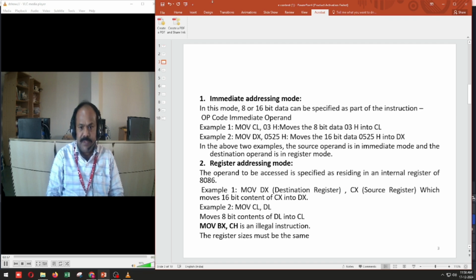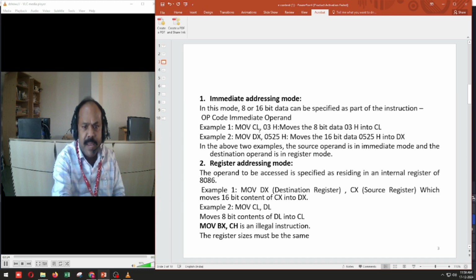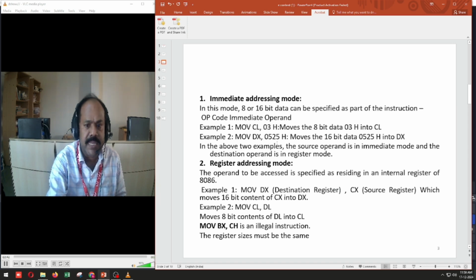Look at the first example, MOV CL, 03. CL means count register, 03 is the data. Here it is 8-bit data. So 03, which is the 8-bit data, is moved to the count register low, CL. And see the second example, MOV DX, 0525. Here the data is 16-bit data, 0525, and it is copied to the DX register, which is a 16-bit data register.